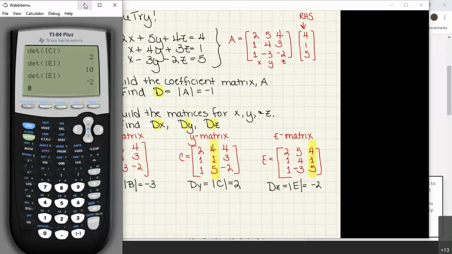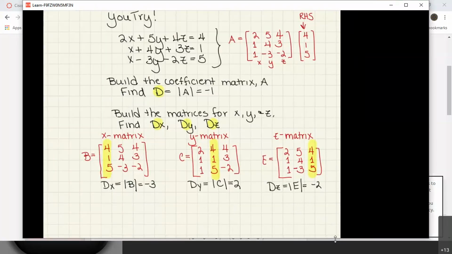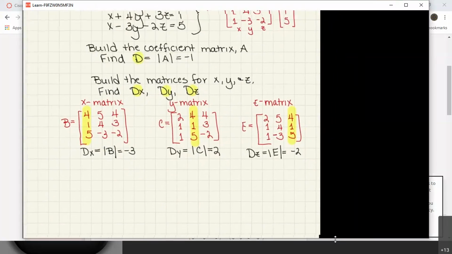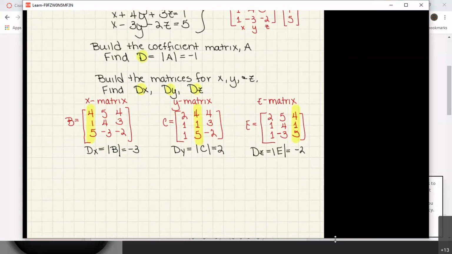Okay, so I happened to look at these before, work them out, and I noticed, hey, I didn't get the same answer for E. Matrices, just like spreadsheets, are very error prone. So it's worth it to go back and check your numbers.